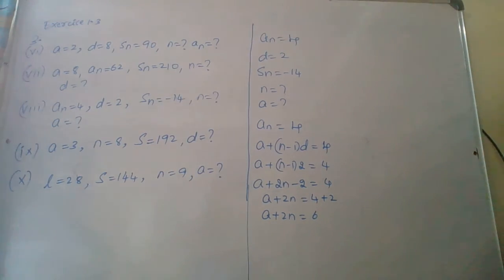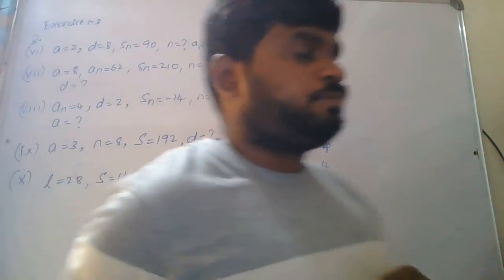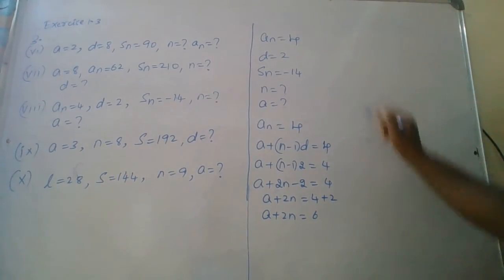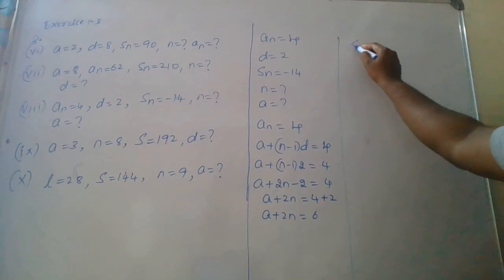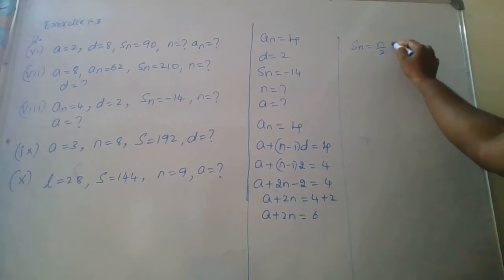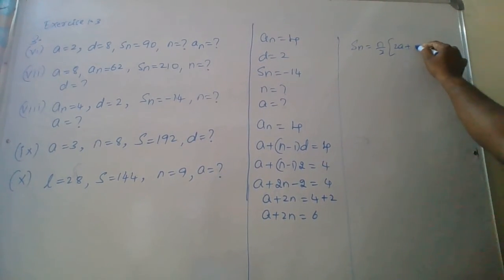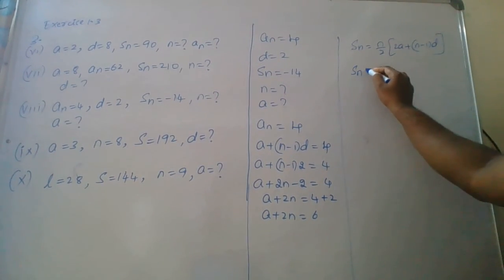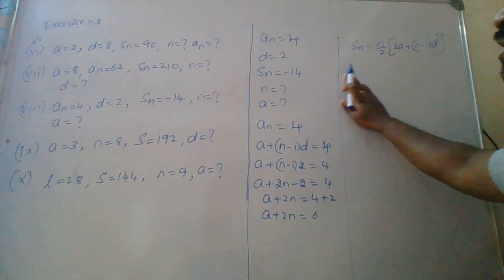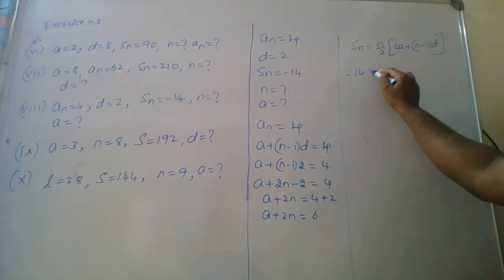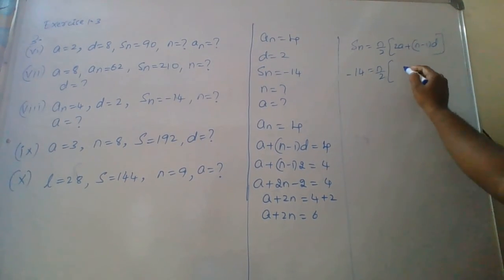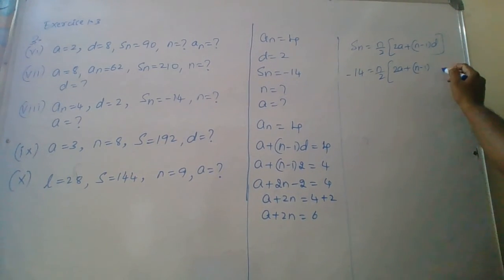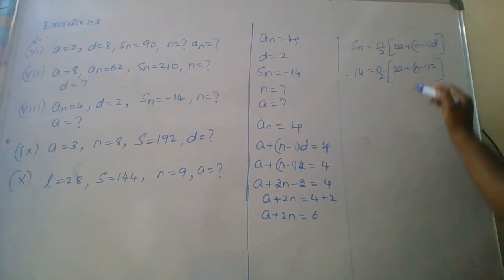Now let's take Sn. So a plus 2n is 6. Okay. So let's take Sn now. Sn is n by 2 into 2a plus n minus 1 into d. So Sn is how much? Minus 14 equals n by 2, 2a plus n minus 1. d value is 2. Okay.